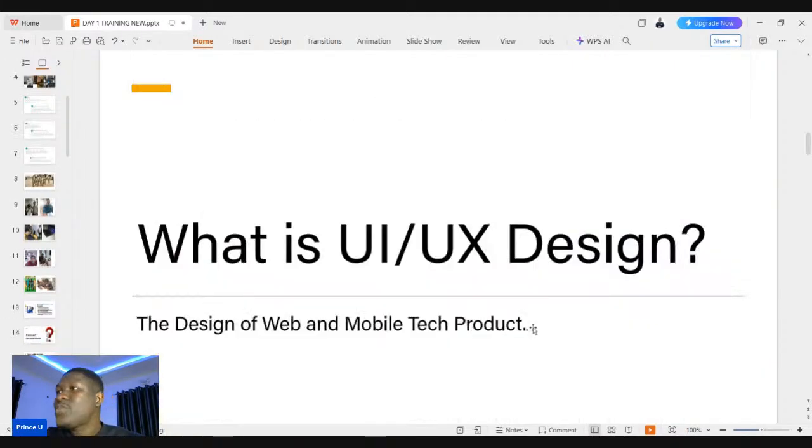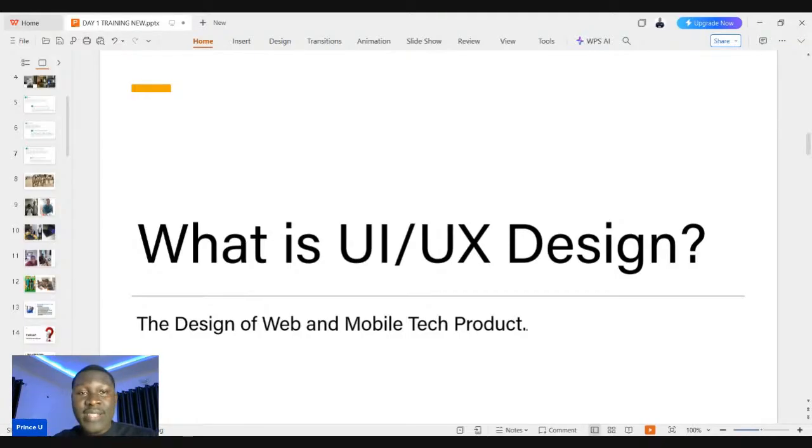So what is UI UX design? Having said all of these things, I have to go this route so that I can prepare your mind for what you are coming into. You understand? So what is UI UX design? UI UX design is simply the design of websites and mobile apps. If you are just joining us, I'm looking this way because my monitor is here. My camera is here, but my monitor is here. So I'm looking at the big screen because that's what I'm trying to explain.